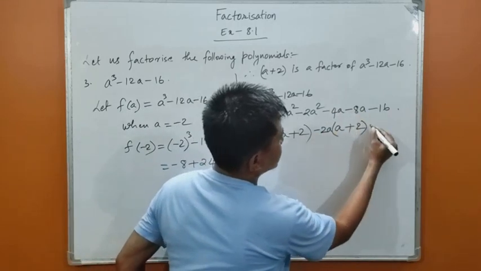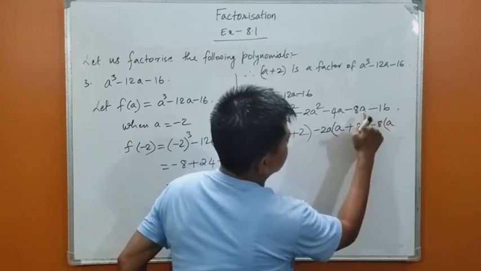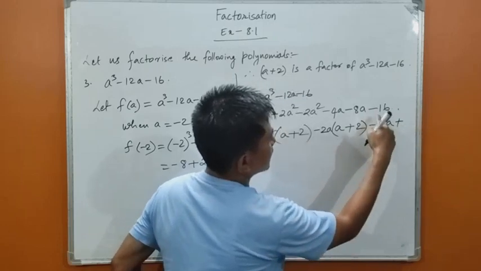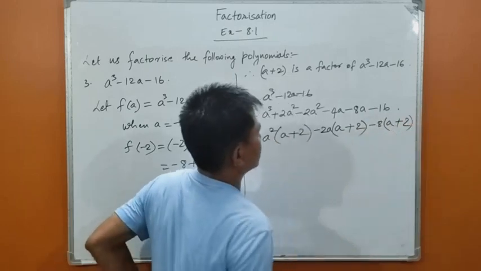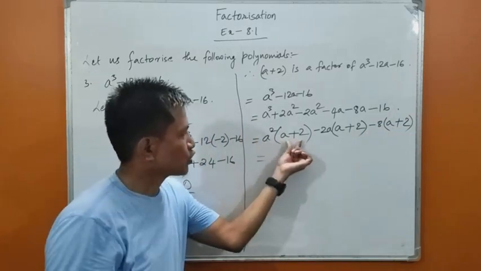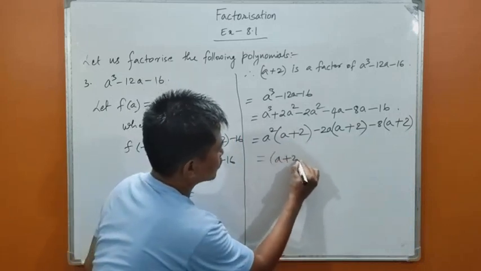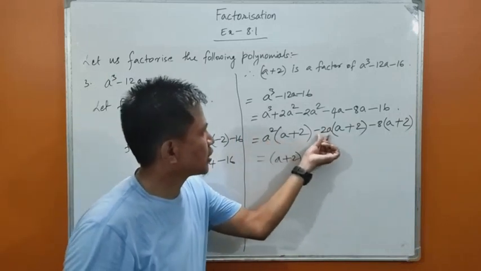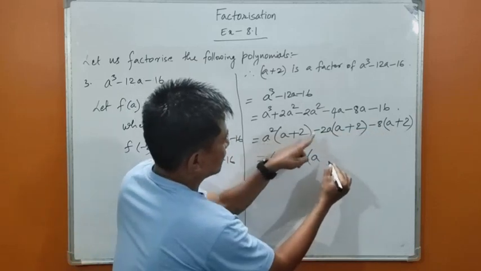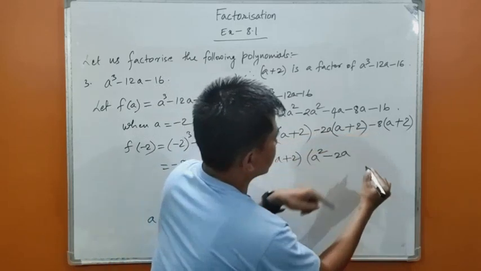Now from here, let us take minus 8 common. 8 into a is 8a. Minus into plus is minus. 8 2s are 16. Okay, I hope you got this. Now let us take a plus 2 common. We have a square minus 2a minus 8. This a square, minus 2a, and this minus 8.